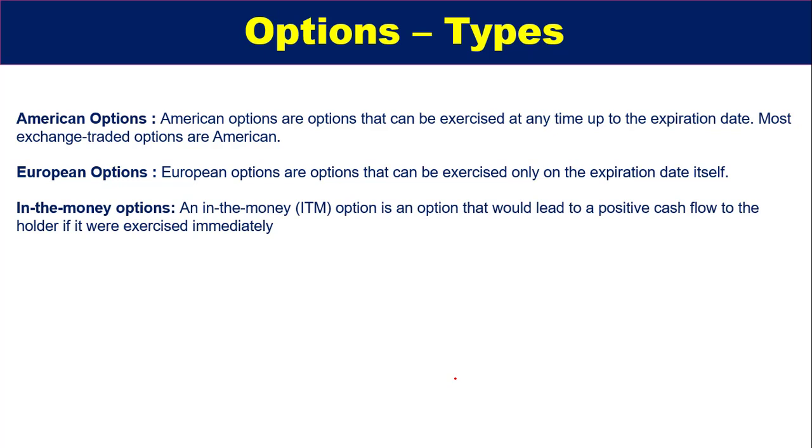Now come the in the money options. In the money options, what happens? These basically give positive cash flow to the holder if exercised immediately. It means if the holder of the option exercised immediately, and it becomes a positive cash flow to the option bearer, then these types of options are known as in the money. And the condition for this is that spot price is greater than strike price.